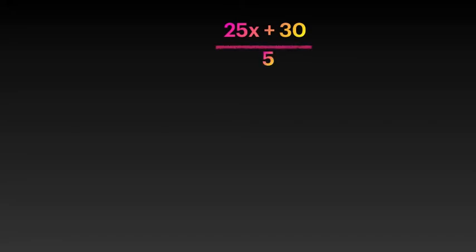The first step is going to be to find the greatest common factor of all the numbers, like what's the biggest number that goes into all of them evenly. And the greatest common factor here is 5. 5 goes into 25x, 30, and 5.